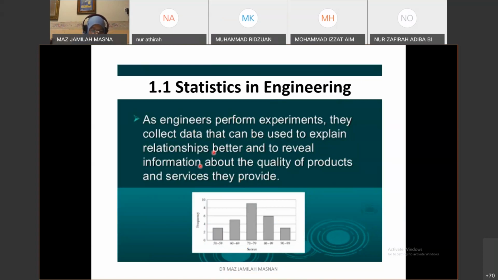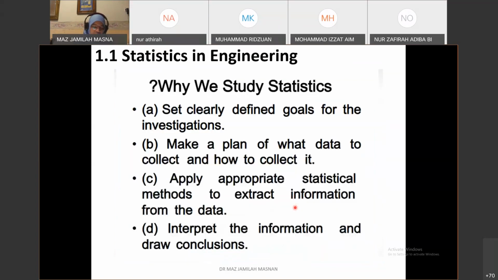So the main point here is that you, as an engineer, will be involved with a lot of experiments. One of the results of your experiments is that you will get data. What happens to the data depends on you. The way you turn the data into good information is based on your knowledge of statistics. So that will be your role as an engineer.